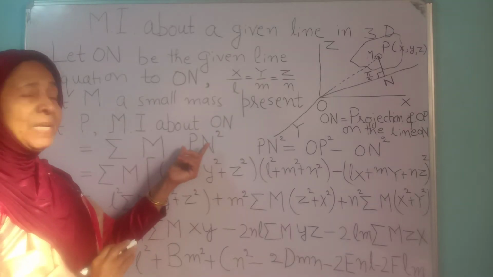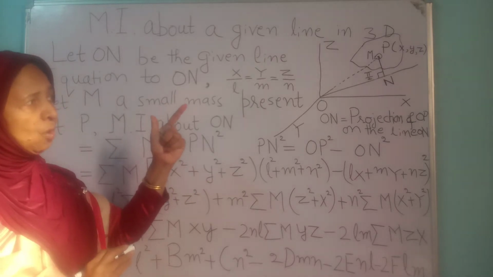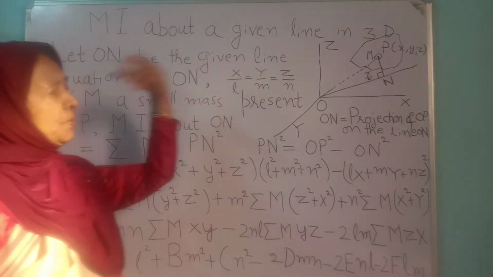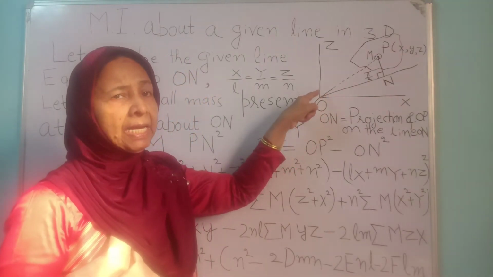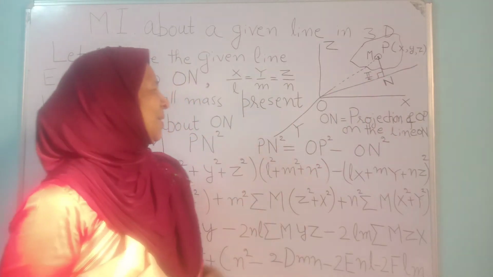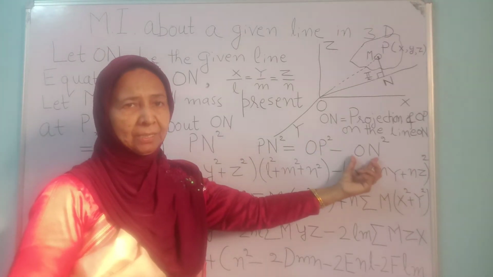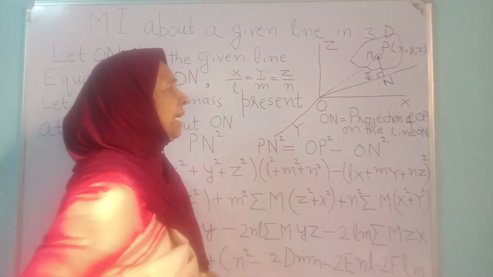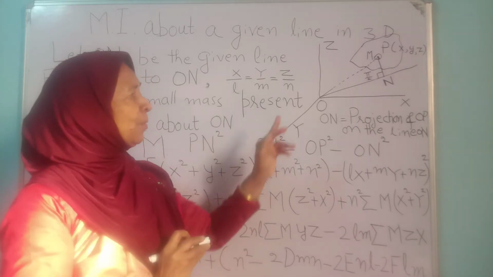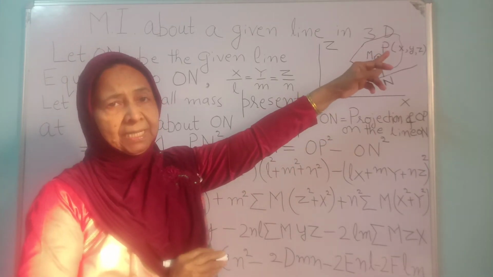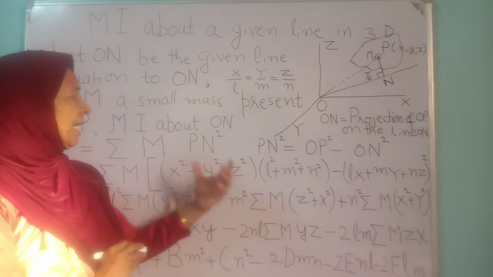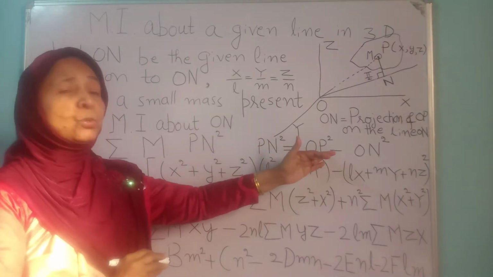So what is PN? PN is a perpendicular dropped from P on the line ON. That means this angle is pi by 2. Okay. So you can observe that this triangle is a right angle triangle. You know that OP square is PN square plus NO square, isn't it? So PN square is OP square minus ON square. So our target is to calculate these lengths. Now what is OP? That is the distance between two points. One point is 0, 0, 0, another point is x, y, z, isn't it? So it will be x square plus y square plus z square. That will be the OP square.